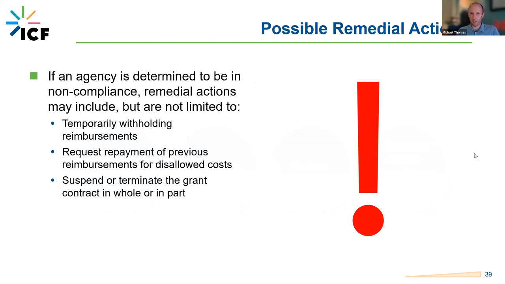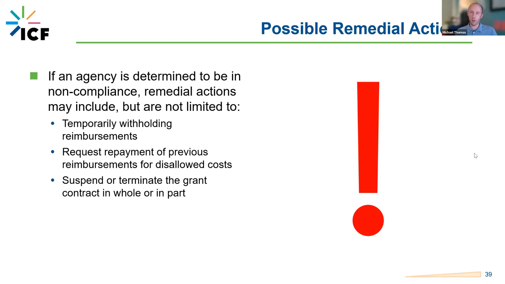There can be remedial actions, as Gordon mentioned, tied to unresolved findings from a monitoring. These are the possible remedial actions. If an agency is determined to be in non-compliance and they are unable to resolve that, the remedial actions may include, but are not limited to, temporary withholding of reimbursements, and requesting repayment of previous reimbursements for disallowed costs. That's a really important one. That's one that the federal government implements on its programs. They call it questioned costs. If they identify questioned costs during a monitoring, they can request that the agency repay those costs.